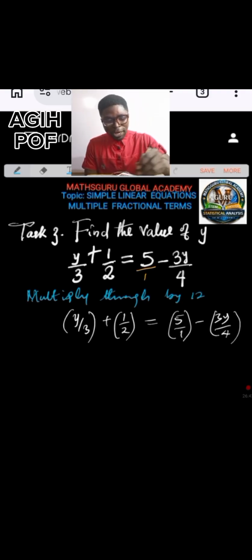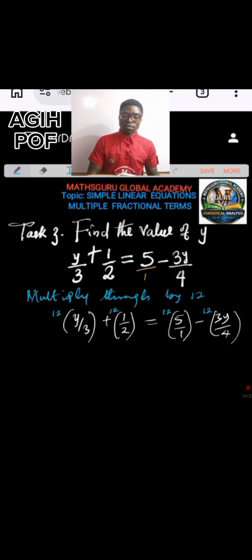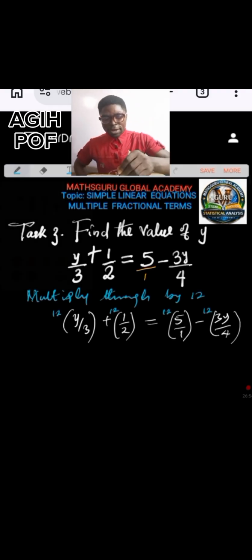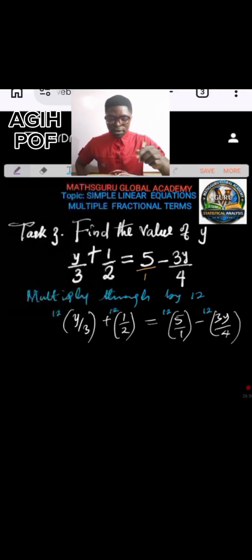Alright, so let's multiply through by 12. I put 12 here, I put 12 here, I put 12 here, I put 12 here. Okay, the next step. Very, very simple. 3 in 12 is 4. 4 times y. This is what I'm doing.